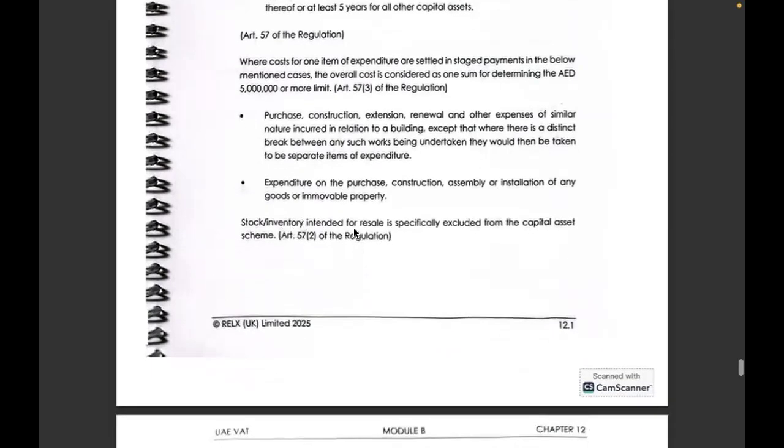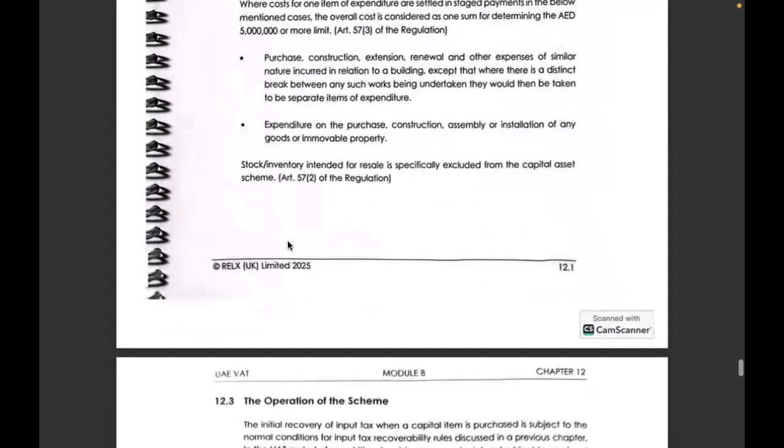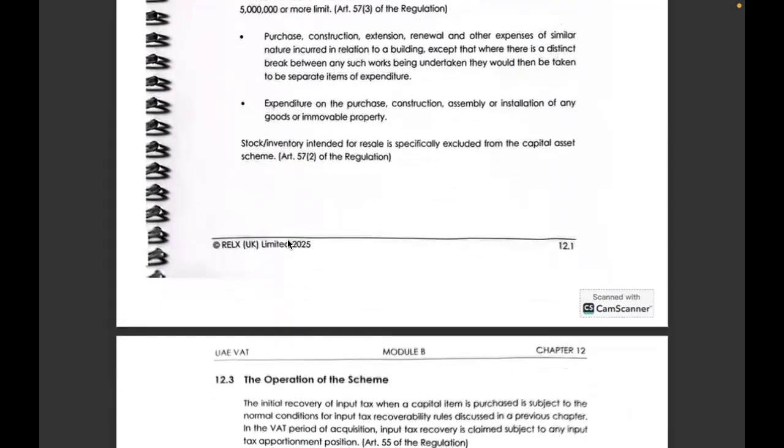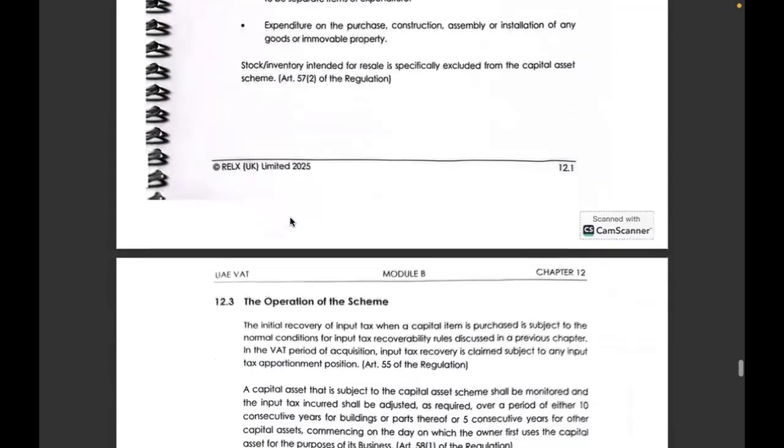Stock or inventory intended for resale is specifically excluded from the capital asset scheme. Inventory is something that we purchase with an intention to resell and make profit out of it. So that will never be considered as a capital asset.